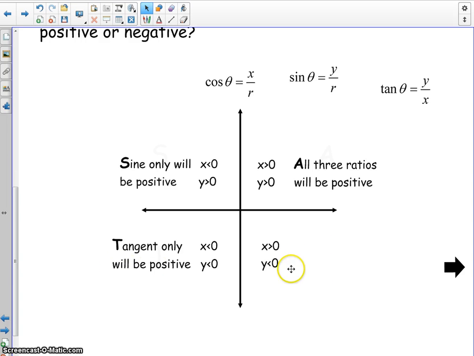Okay, and last but not least, in quadrant 4, where you have an x value that's positive and a y value that's negative because it's below the x-axis, the negative ones will be sine and tan, the only positive one will be cosine.